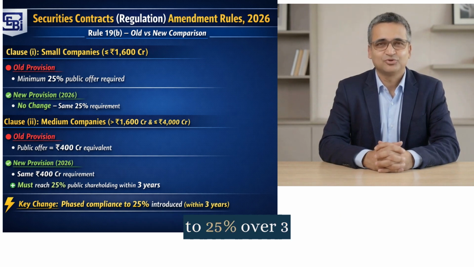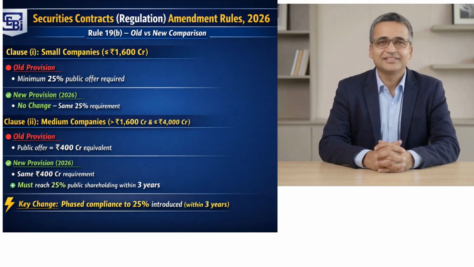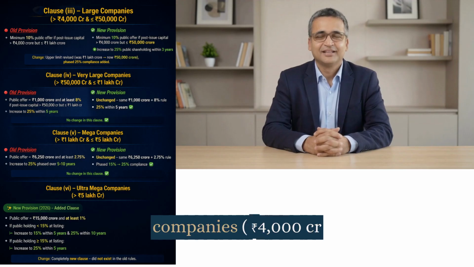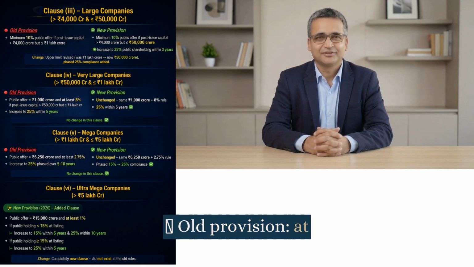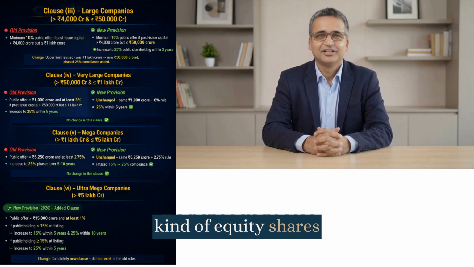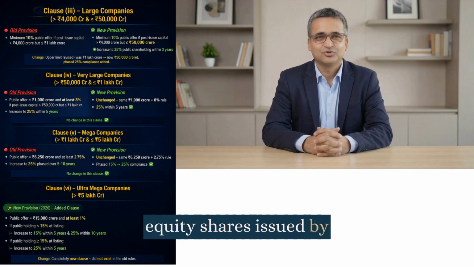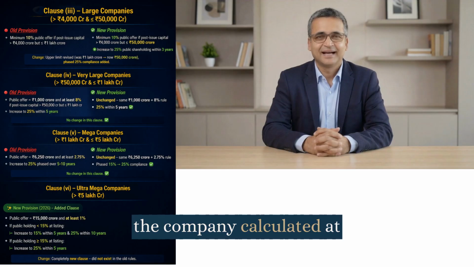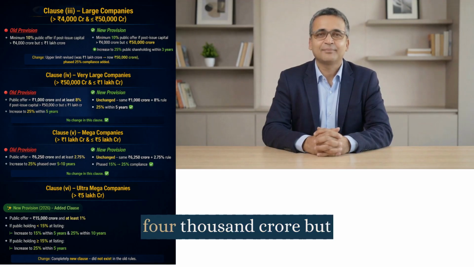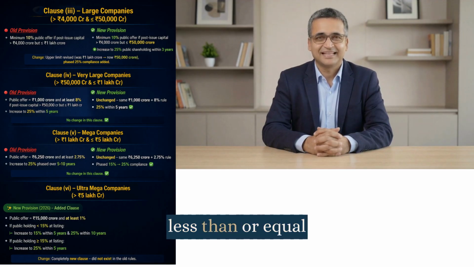Phased compliance to 25% over 3 years added. Clause 3. Large companies, 4,000 crores and lesser, up to 50,000 crores. Old provision: at least 10% of each class or kind of equity shares or debentures convertible into equity shares issued by the company if the post-issue capital of the company calculated at offer price is above 4,000 crore but less than or equal to 1 lakh crore.